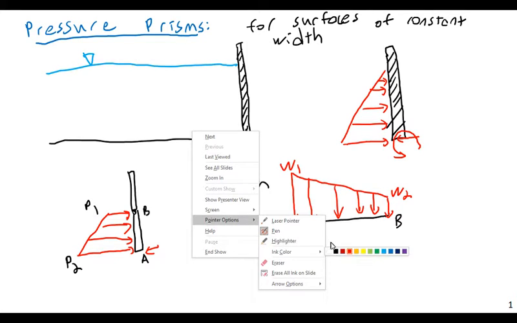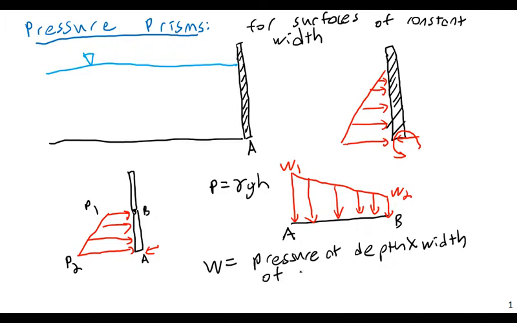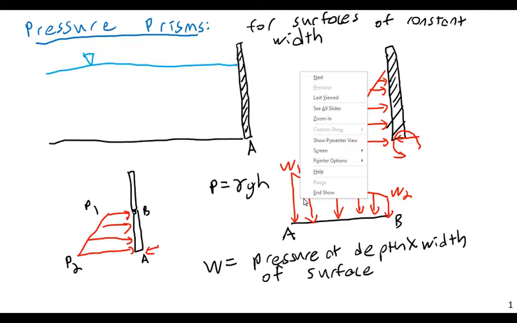Well, how do I get the W from the pressure? The W is just going to be the pressure at that depth times the width of the object, the width of the surface. That's it. So I find P1 and P2, and then I multiply by the width of the gate or the wall or whatever it is to get W1 and W2. And now I have something much more familiar, something I can analyze just using statics.